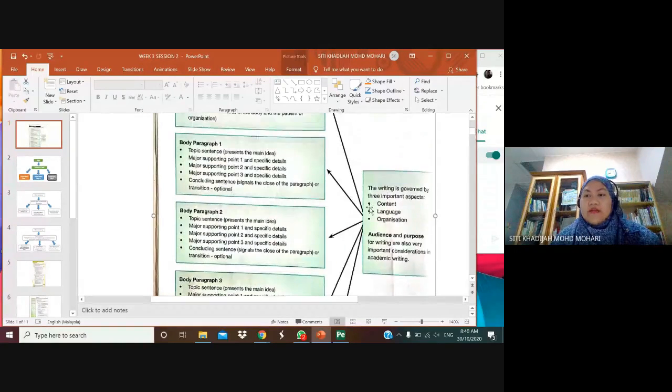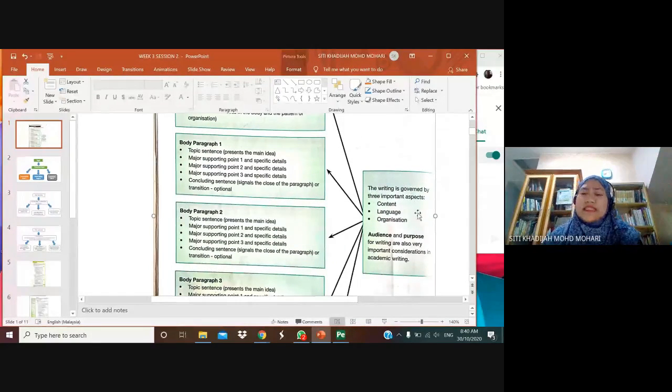Okay, these are the rubrics. There are three important aspects that we are going to look at whenever we grade your essay. The first one is content, whether your content is legitimate, valid, and relevant, as well as the language. SVA, obviously, subject verb agreement. So you have to use a singular verb for a singular noun, a plural verb for plural nouns, and so on.